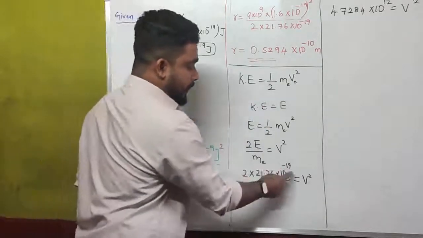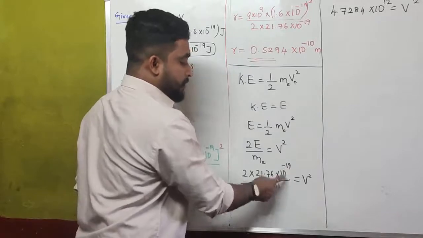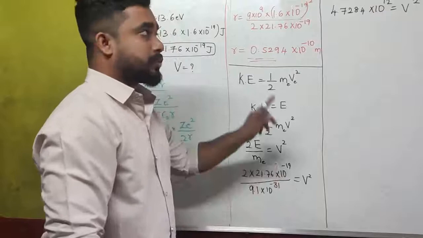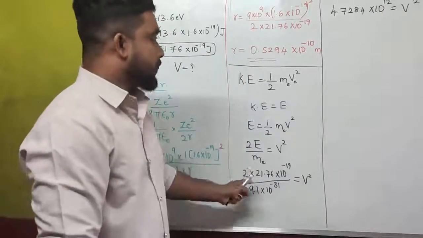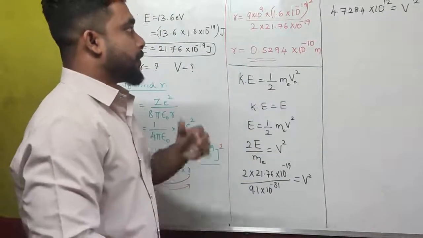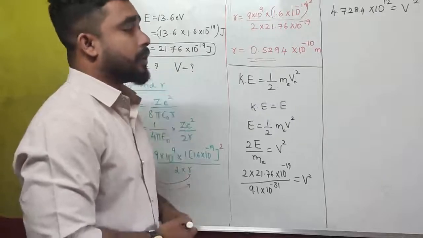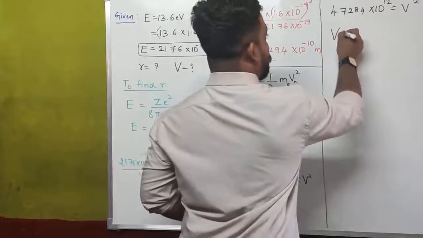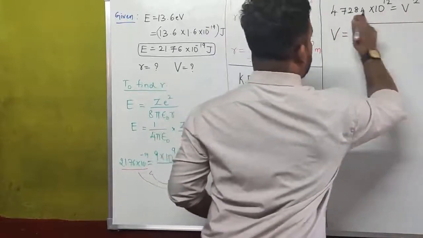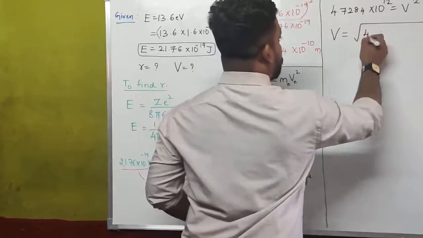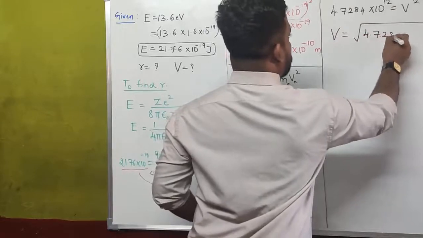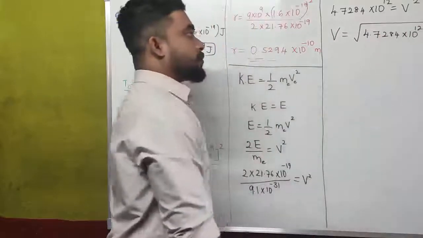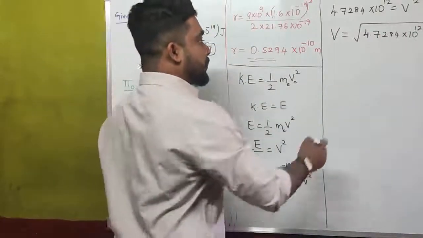Here we have minus 19 and minus 31. When it comes to the numerator, that will be plus 31. Plus 31 minus 19 is equal to plus 12. That's why we have directly written 4.7284 × 10^12 as the velocity square. But what we want here is v, not v square. For that, we have to take the square root of these two constants, that is the square root of 4.7284 × 10^12.